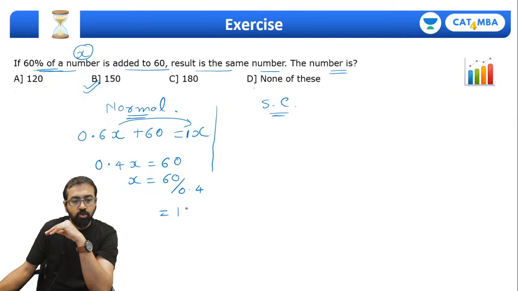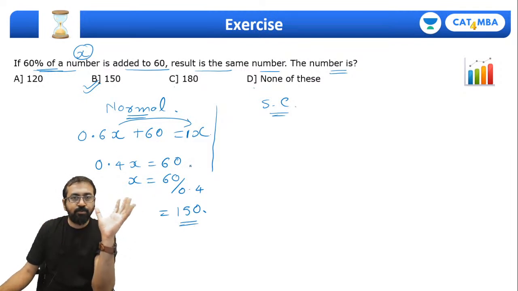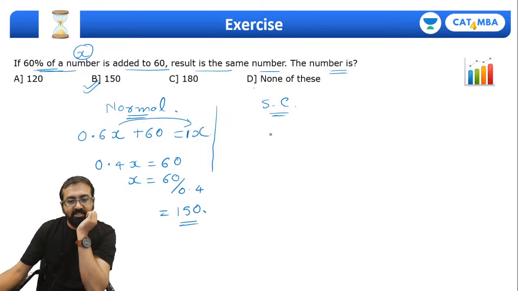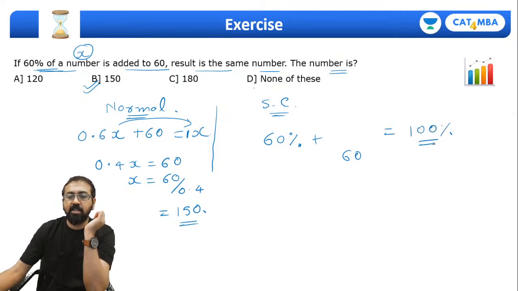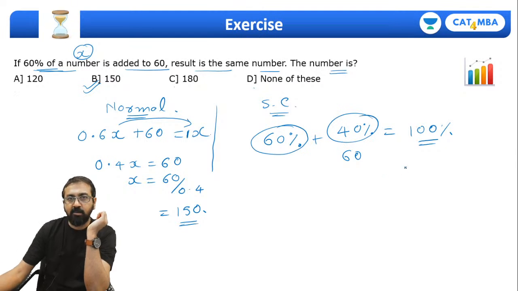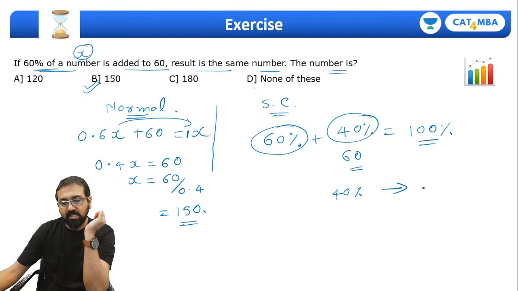So this will come out to be 150, right? This is of course the normal method. It will take some steps for you to solve, but what is a shortcut? Please understand, we added 60% to the number and got the same number, that is 100%. So I must have added 60% to the 40% of the number to get 100%. That means 40% of the number is equivalent to this 60.